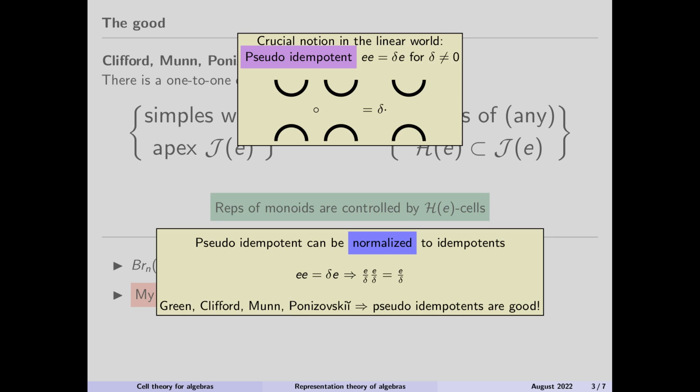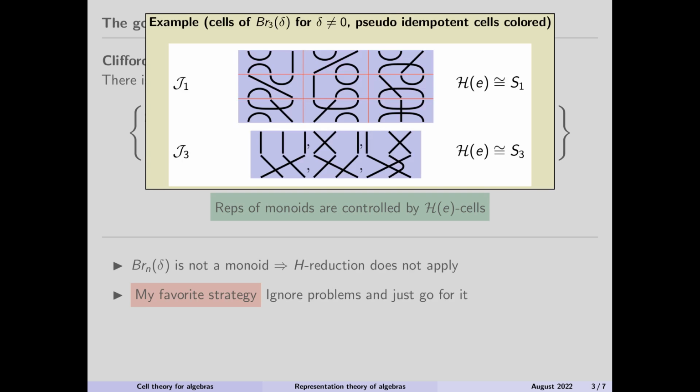Because that's what we learned from Brilliant Code. That's the first difference. The only difference right now is that I'm looking for pseudo-idempotents and not for idempotents. And I just go for it. So let us discover the Brauer algebra cells using exactly the same definition as before, no change. So what can I do for the Brauer algebra?